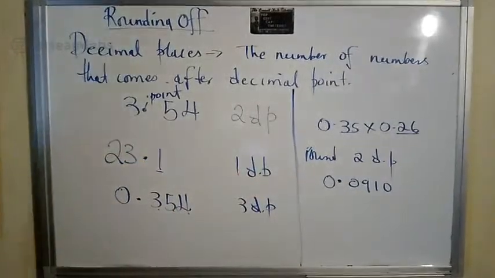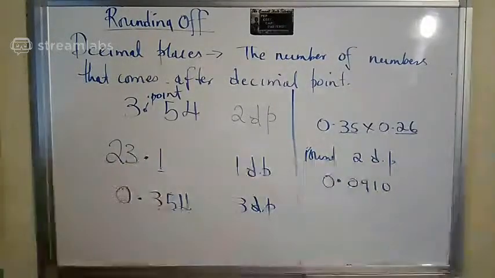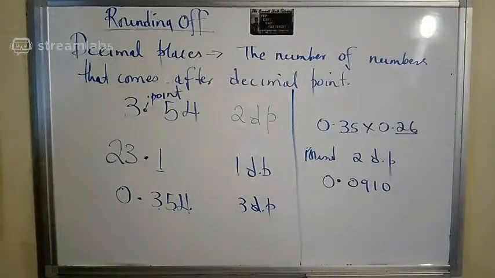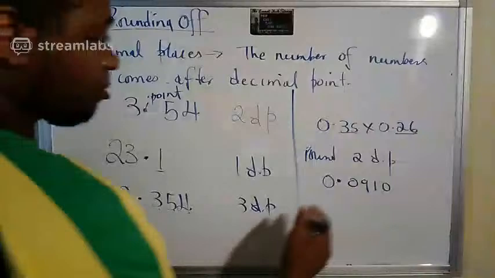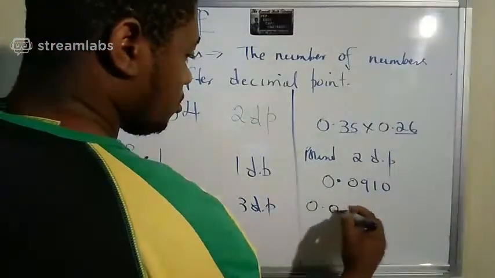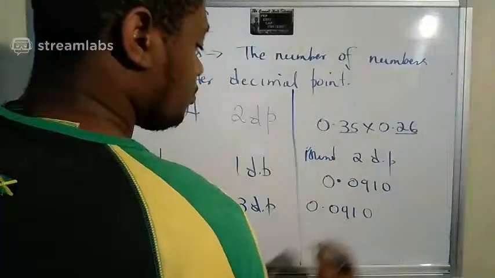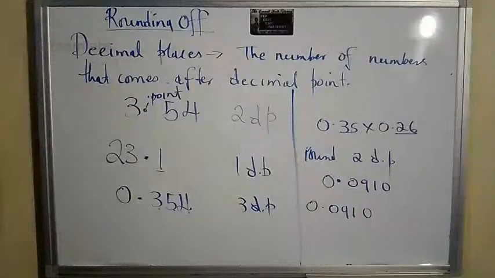So let us say we're going to round it off to 3 decimal places first. Because we're going to round it off to 3 decimal places, I'm just going to rewrite it to demonstrate this: 0.910. After the decimal point, how many numbers must you have if it's 3 decimal places?